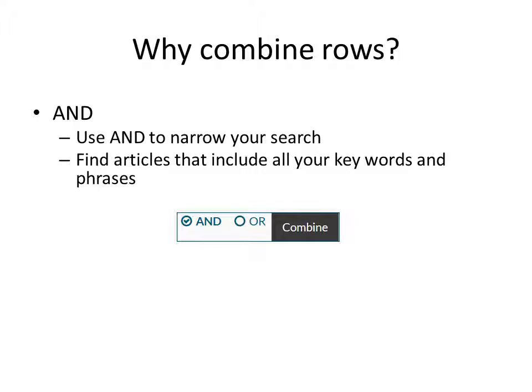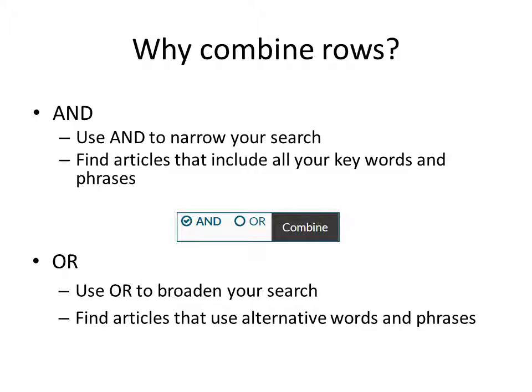The second way you can combine rows is using OR. Use OR to broaden your search and find articles that use alternative words and phrases. It is likely that there will be several words or phrases in common usage for a particular health issue, and if you can identify as many as possible, then you will find more articles on the topic you are interested in. You can use AND as well as OR combinations in a single search strategy.